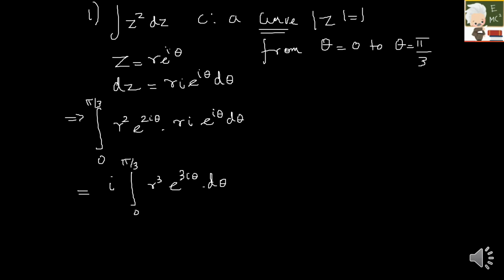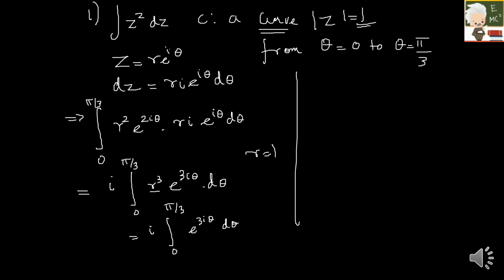So if you look in the question, there is a clue for this r. The radius of the circle is nothing but 1. So 1 cube is 1, right? So you have to just integrate this part. So it will be i into integral 0 to pi by 3 e raised to 3i theta d theta. If I am integrating, this will be i into e raised to 3i theta by 3i. Limits are from 0 to pi by 3.